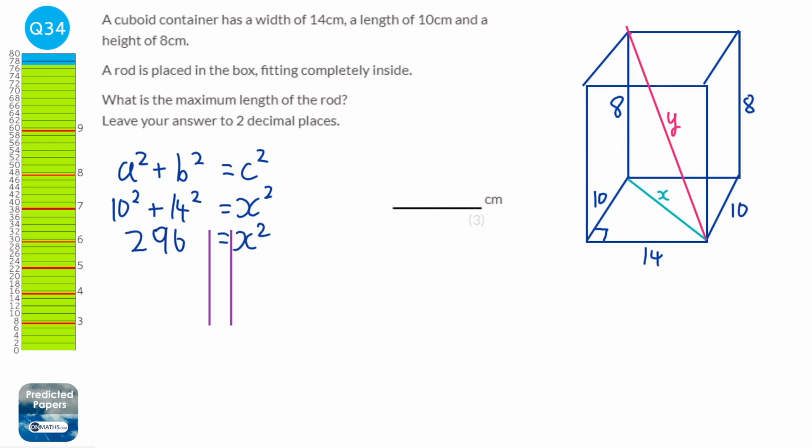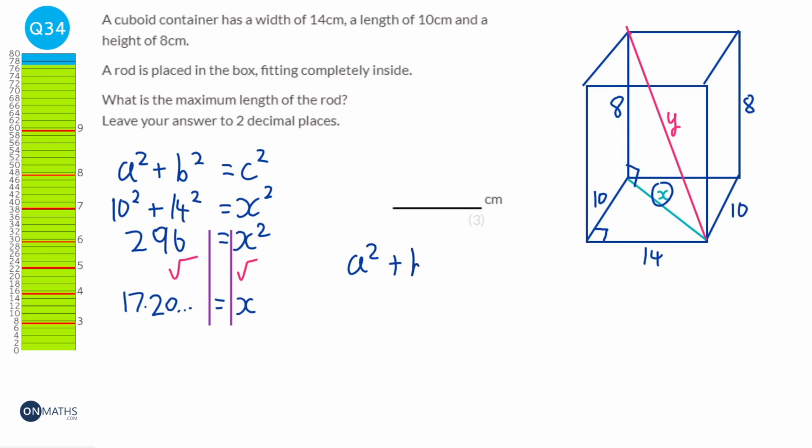Should be quite easy because we just need to square root both sides. So I'm just going to square root that, and we get an answer of 17.20 blah blah blah. Now I'm going to keep that value in the calculator itself, because I'm going to use that to find out what y is, our diagonal. So the next thing we're going to do is, we know what this is, and this creates a right angle triangle here, and so we're just going to do exactly the same thing again.